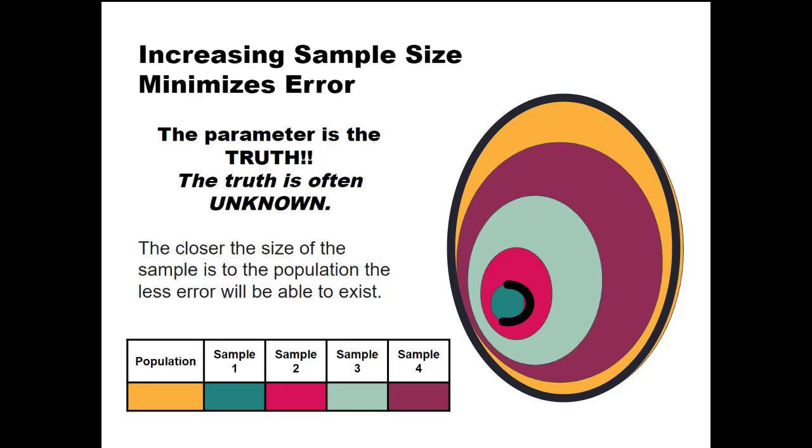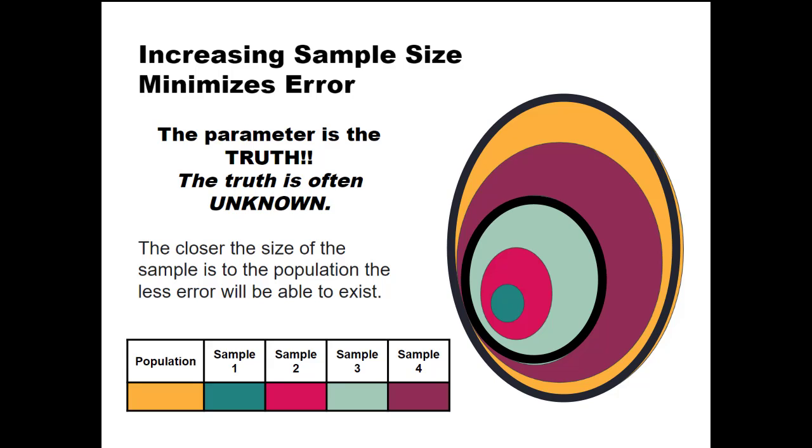In the case of the dark green sample, I'm going to have a lot of error. In the case of the hot pink sample, I'm going to have less error than there is in the dark green sample, but still there's a lot of error. In the light green sample, I'm going to have less error than I would have had if I would have taken a sample of the pink or of the dark green, but I'm still going to have a lot of error.